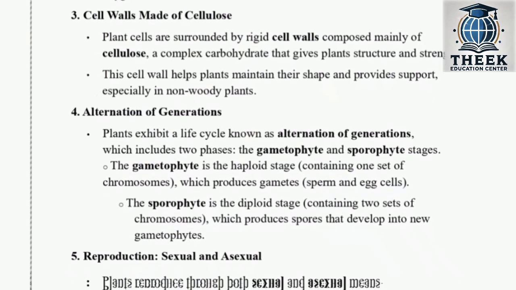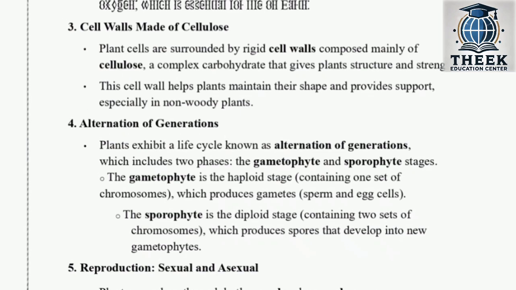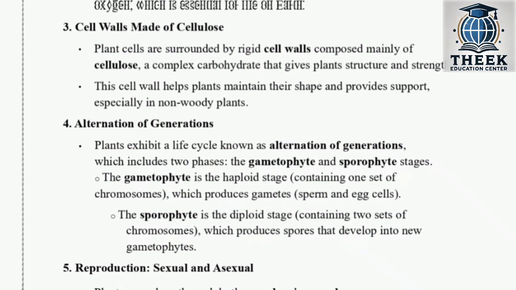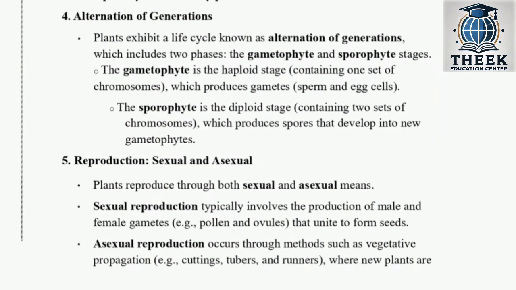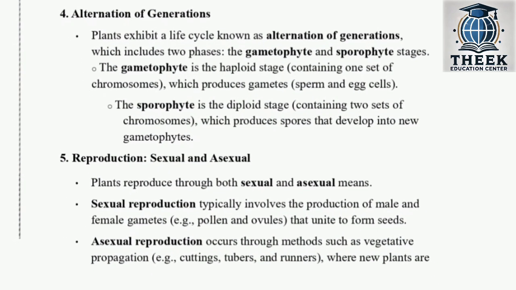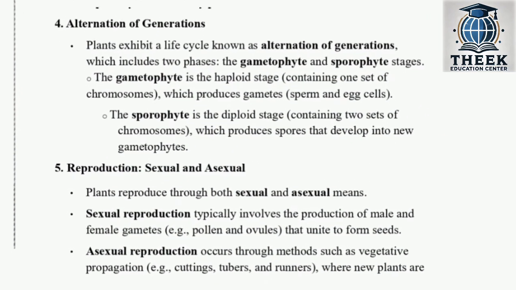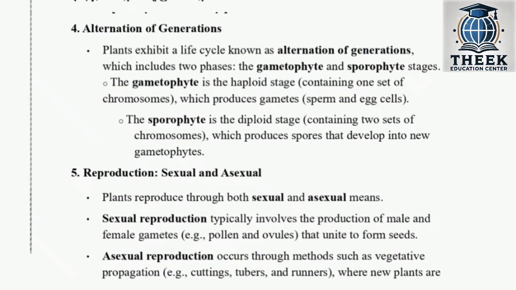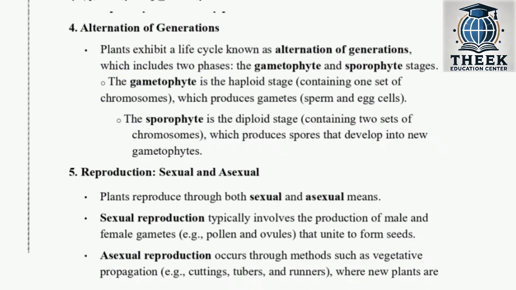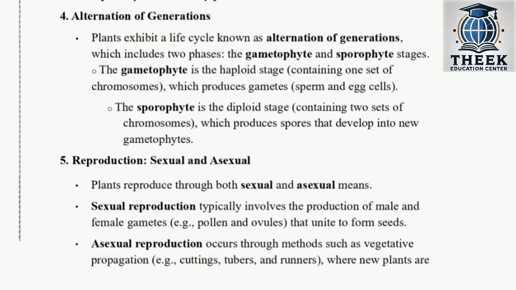Five, another feature is reproduction, and in plants we talk about two types of reproduction that we'll discuss in detail later: sexual and asexual. Plants reproduce through both sexual and asexual means. Sexual reproduction typically involves the production of male and female gametes, e.g., pollen and ovules that unite to form seeds. Asexual reproduction occurs through methods such as vegetative propagation, e.g., cuttings, tubers, and runners.